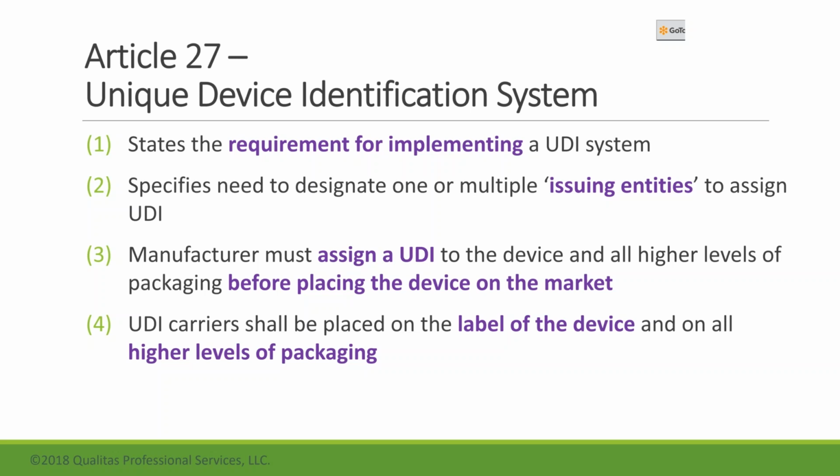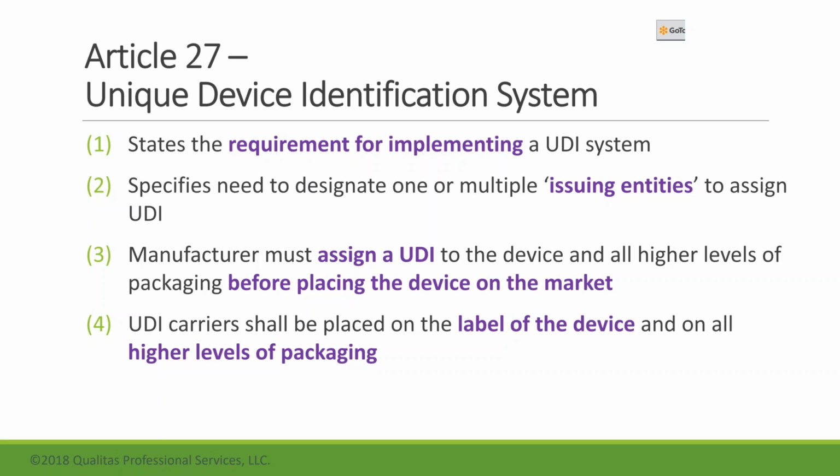UDI carriers should also be placed on the label of the device and all higher levels of packaging. But just like with the US, this excludes shipping containers. You do not have to have UDI on a shipping container. There's a little bit of confusion with that. If you have a product that's in a box on your shelf and you're just picking that shelf box and putting a shipping label on it and sending it out, that isn't considered a shipping container. That's really a shelf box that you are then repurposing as your shipping container.